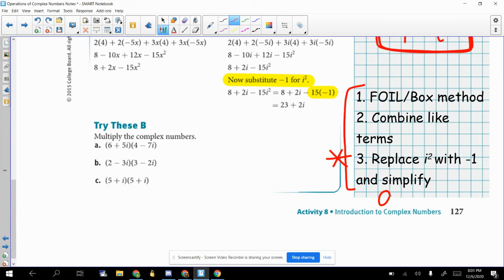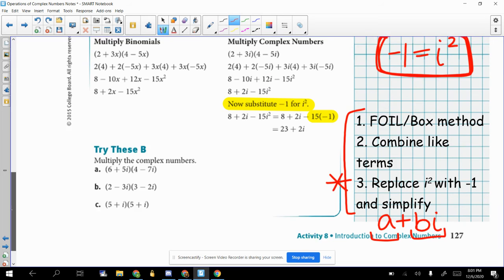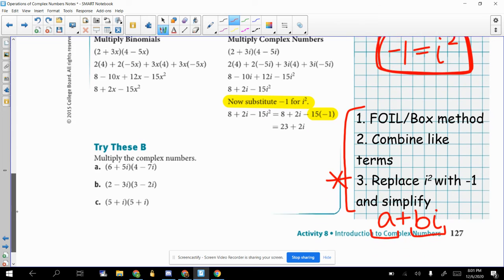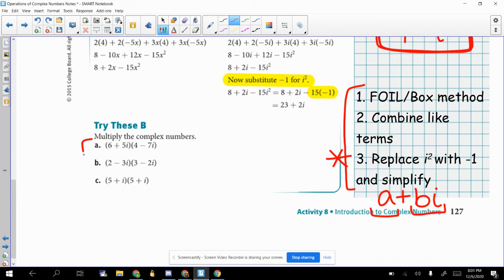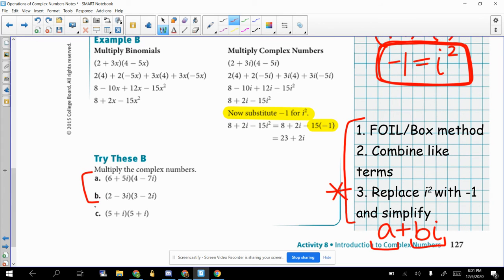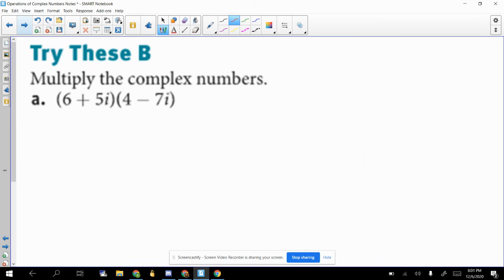And when we simplify, again, we always want it in this form, a plus bi. You can't flip that and put the imaginary first. It always has to be real, then imaginary. So this example is really good. You guys can take a look at that. Then we're going to do these 2 examples together, and then you guys will try C on your own. I'm going to do these on the next page just so I have enough room.